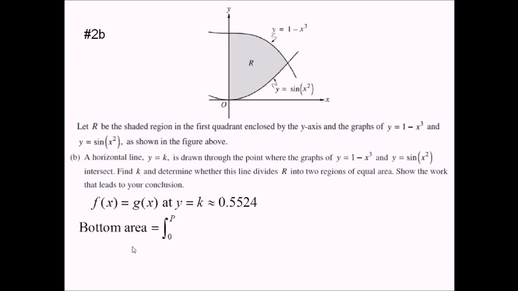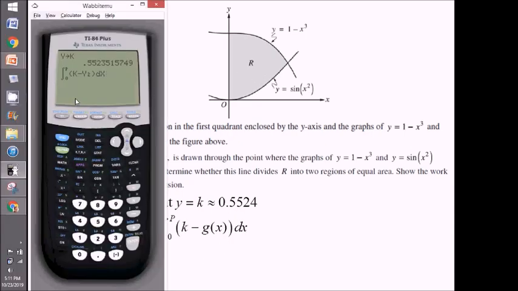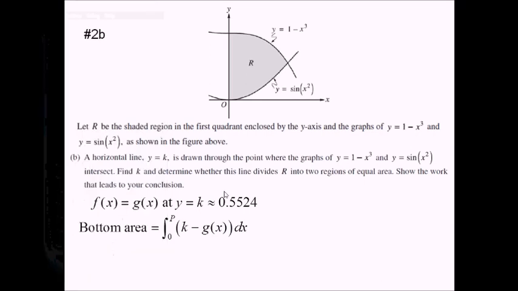So first I've got the integral from, this is the bottom area now, the integral from 0 to p. And again, if we have a horizontal line here, that horizontal line is the top function for that area. So I'm just going to write k minus, and again, this was g of x down here, dx. And let me do that on the calculator. So here's what this looks like on the calculator. Integral from 0 to p, k minus g function is stored in y2, dx, comes out to about 0.277 if we round that off.